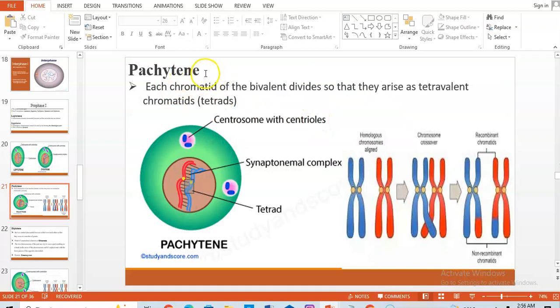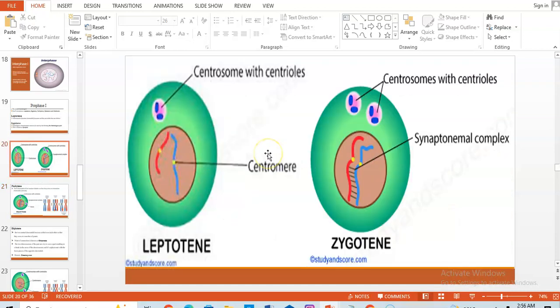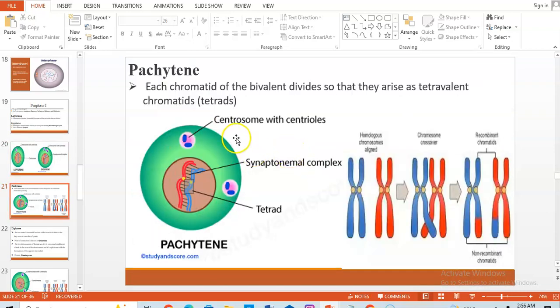We are done with leptotene and zygotene. Let's talk about pachytene. At pachytene, what happens? This is a homologous pair now. Each of the chromosomes that form the homologous pair splits, divides, and becomes bivalent. So this is one chromosome and this is another chromosome.